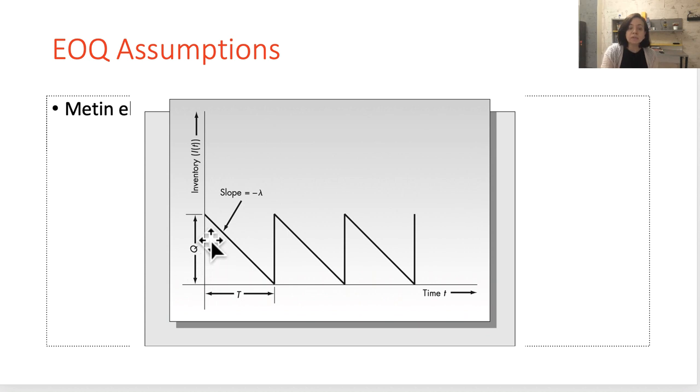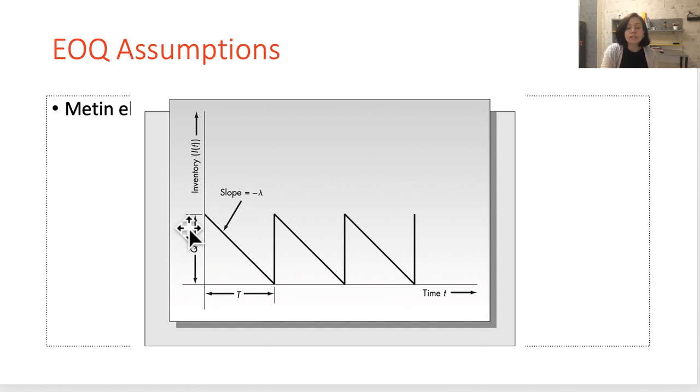And here in the EOQ model, we have a constant demand with lambda. As you can see, the inventory level decreases linearly with the slope of minus lambda. And when we come here, again the inventory level is 0, and again we give an order, and immediately our inventory level increases to the amount Q.